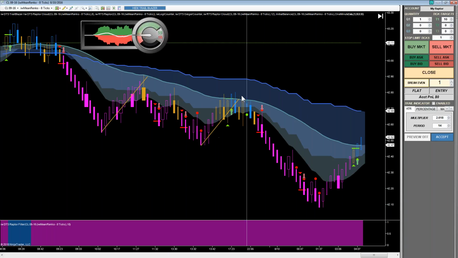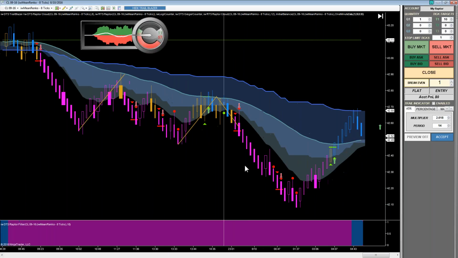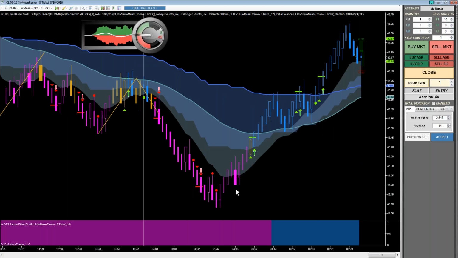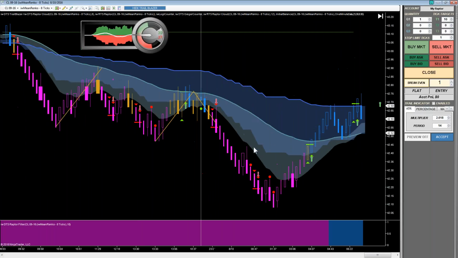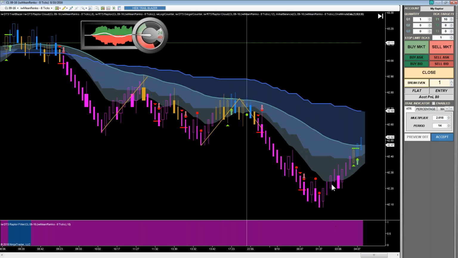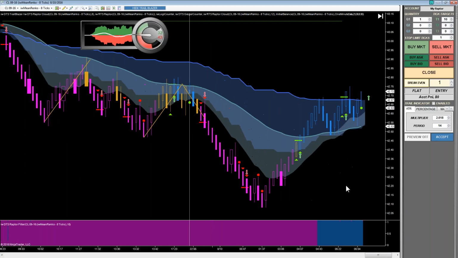So we've got a double pullback into the cloud, and we expect the market to reject the cloud and come out. So we did produce a signal right here. That's one of our Raptor signals. It turns out that this was a soft edge buy, but it would be nearly impossible to take real time when this was developing. We don't have our test of the extreme, and I'll explain that in just a moment.